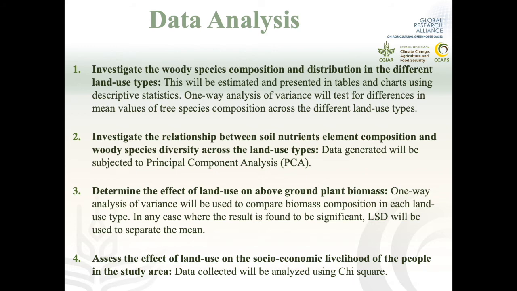Objective three, the indirect biomass allometric equation model developed by Chave et al. will be used to estimate tree biomass, and then one-way analysis of variance would also be used here, and then least square will be applicable where needed. Chi-square will be used to run the analysis in the case of objective four.